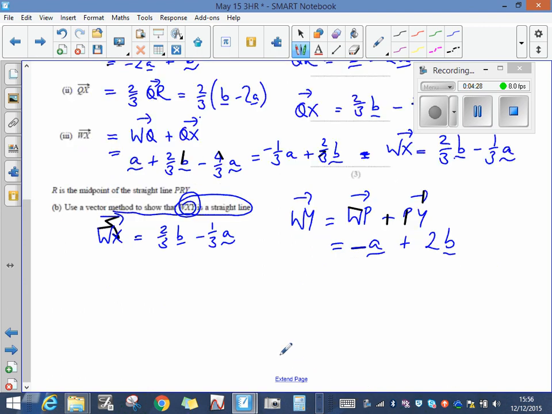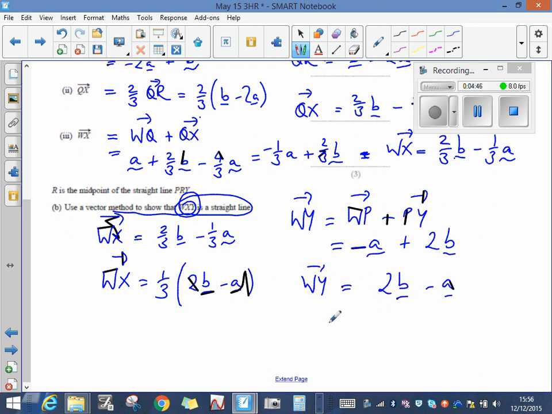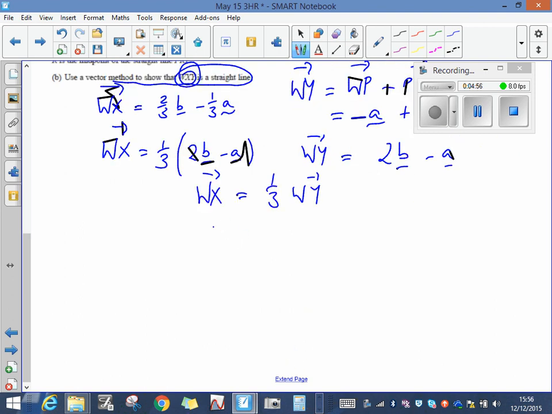Okay, if we just extend it. Looking at this, if I factorize WX, I can see that I can take out a third. So WX is the same as 1/3 times 2B minus A. And if I look at my WY here, WY is just 2B minus A, which means that in fact WX is just 1/3 of WY, or the other way round, I could write it as WY is equal to 3 lots of WX.